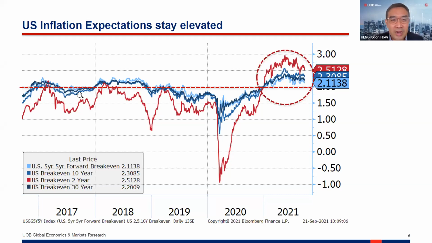Before COVID, the red line is below the blue lines. Makes perfect sense, because the red line is the short-term 2-year inflation expectation, and the blue line is longer-term 5, 10, 30 years. So short-term inflation expectation is lower than long-term. Perfectly right. Now, look at what's happened in the circle this year.